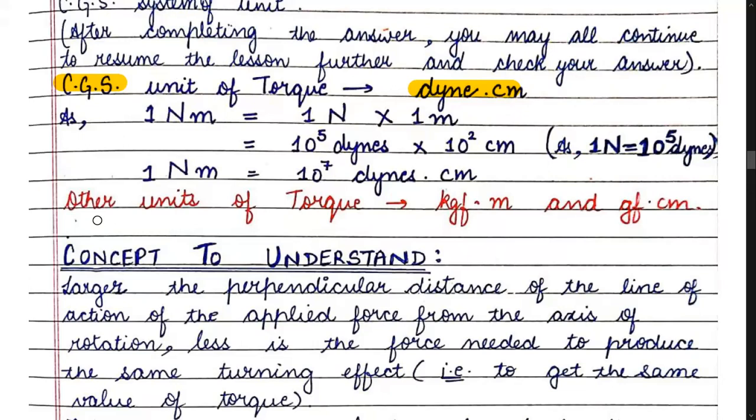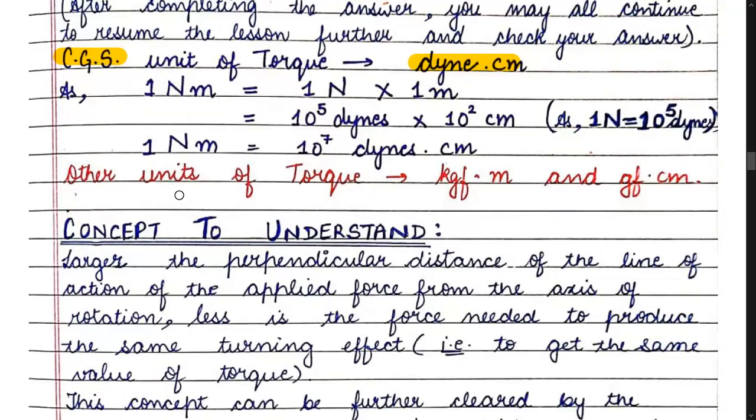And children, if we talk about gravitational units, the unit for torque is force into distance. So it can be written as kgf into meter and gram force into centimeter. So what are the units here? The gravitational units of torque can be kgf meter and gram force centimeter.